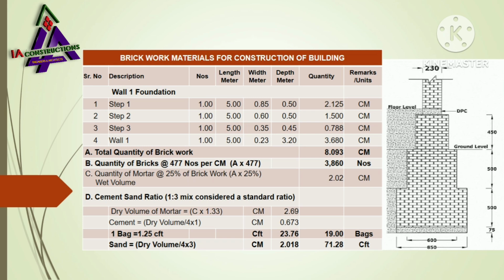And formula for quantity of sand will be dry volume of mortar divided by 4 multiplied by 3, from which we will find out 2.018 cubic meter quantity of sand. And by multiplying cubic meter with 35.32, we will find out 71.28 cubic feet quantity of sand.